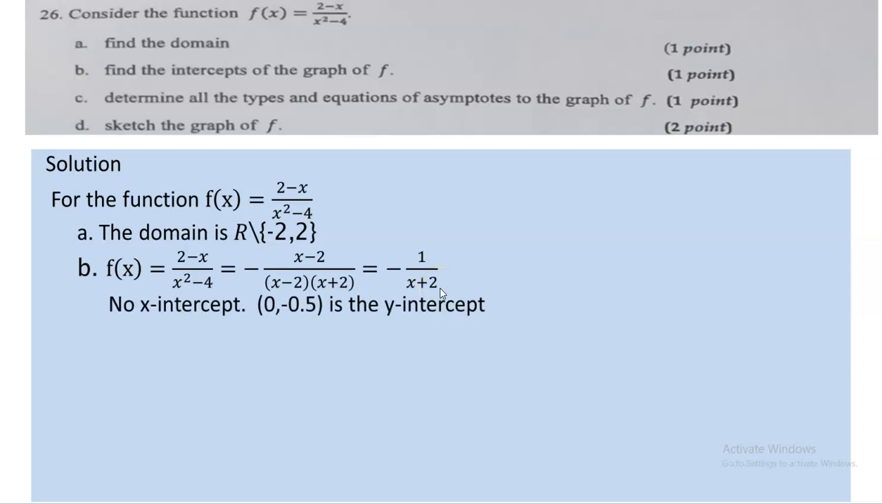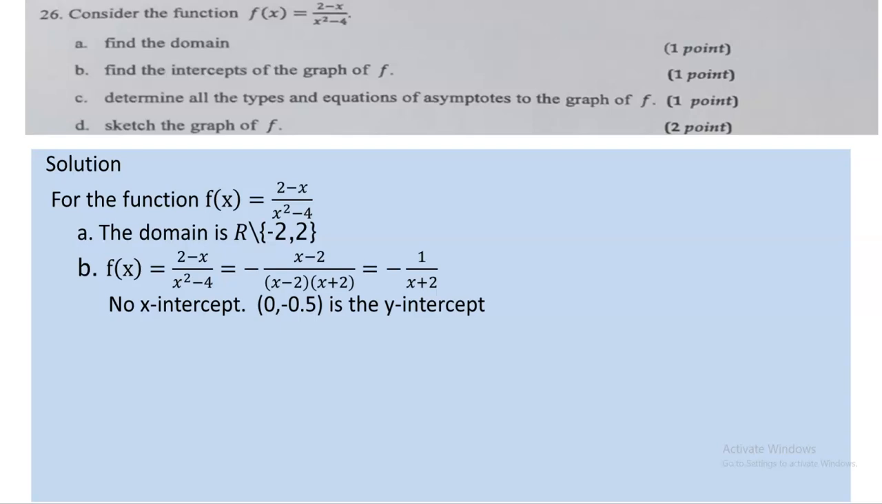So from this, as you see, I'm not having an x-intercept, because if I make y 0, no value can make this 1 over x plus 2 equal 0. So because of this, I'm not having an x-intercept. And what about the y-intercept? When you substitute 0 correctly in x, I can obtain negative 1 over 2. So negative 0.5 is my y-intercept, okay?